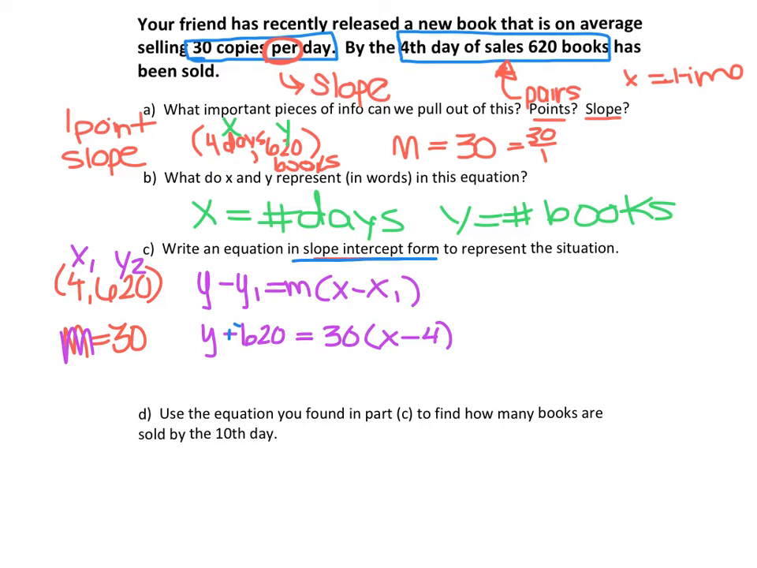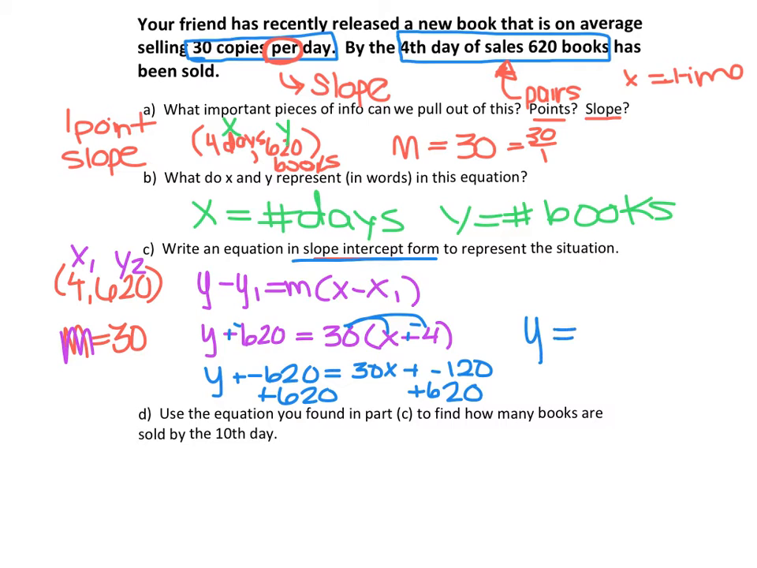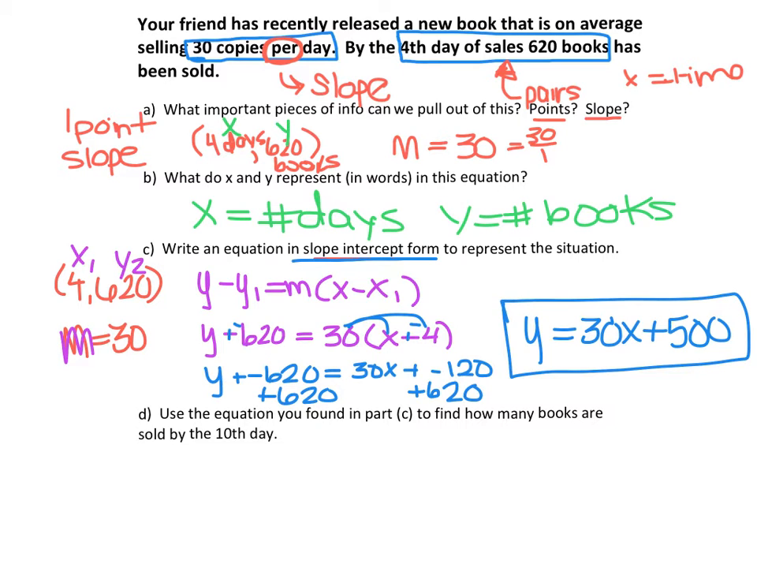So I'm going to start by using keep, change. Then I know that I need to distribute here. So I have y plus negative 620 is equal to 30x plus 30 times negative 4, which is negative 120. Then I add 620 to each side, so I end up with y is equal to 30x plus negative 120 plus 620, which is 500. So this equation here represents my equation for how many books are being sold.